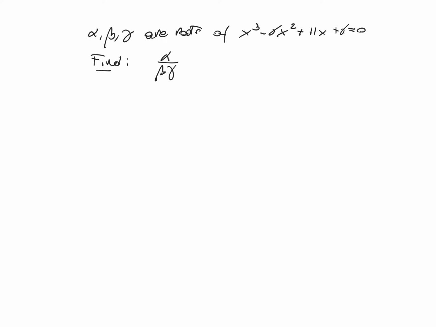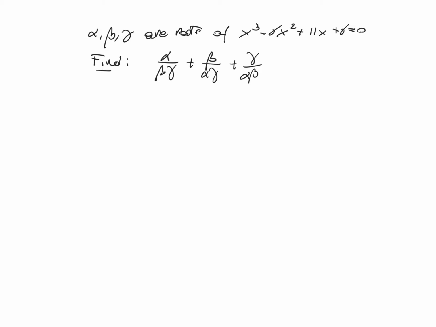Let's take a look at one more example. Assume that alpha, beta, and gamma are the roots of the following equation: x to the power 3 minus 6x squared plus 11x plus 6 equal to 0. What we want to find is the expression alpha divided by beta gamma plus beta divided by alpha gamma plus gamma divided by alpha beta.